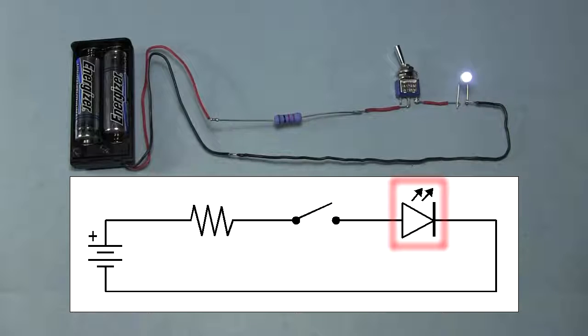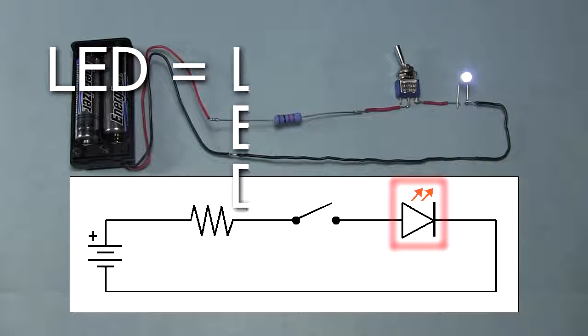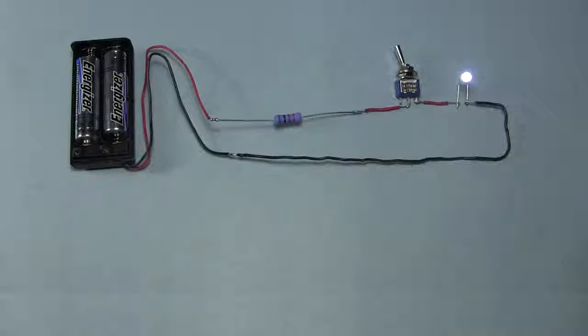The symbol for the LED looks like this. It's a symbol for a diode, but with arrows representing light being emitted from it. That makes sense, since LED stands for light emitting diode. So a big part of learning to read schematics is learning the symbols. And though there are a lot of them, you mostly use only a handful.